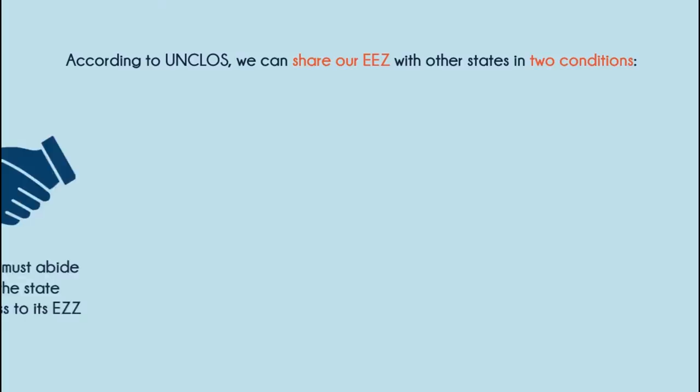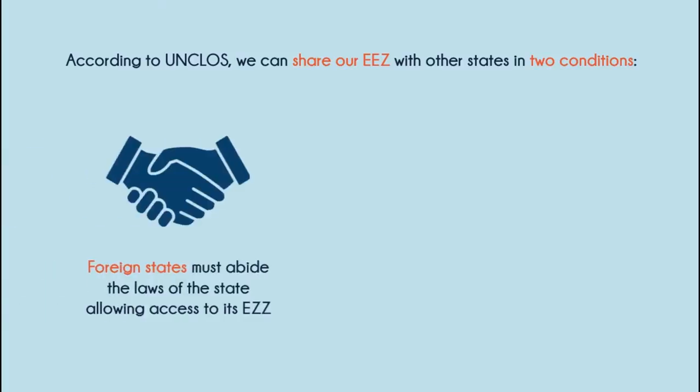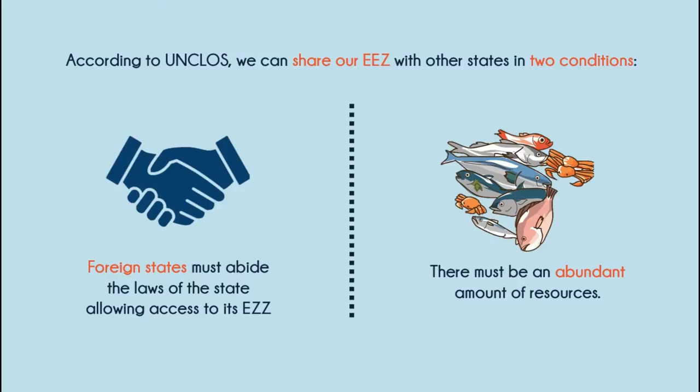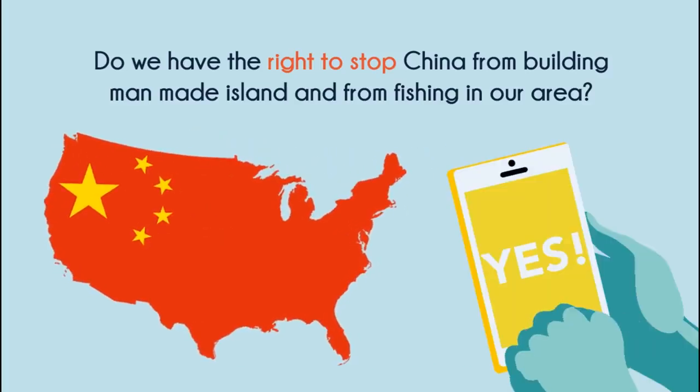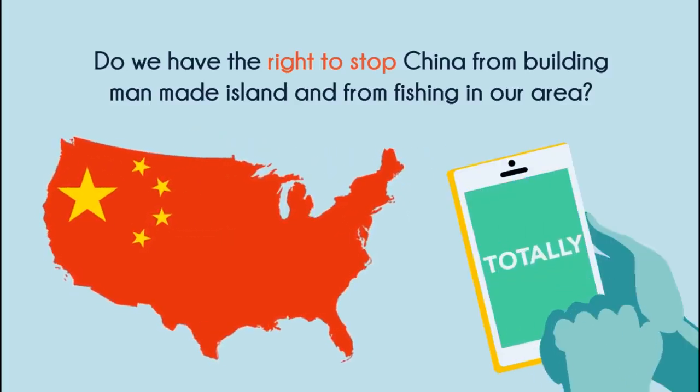First, foreign states must abide the laws of the state allowing access to its EEZ. Second, there must be an abundant amount of resources. Let's go back to the question earlier. Do we have the right to stop China from building man-made islands and from fishing in our area? Of course, the answer is a big yes.